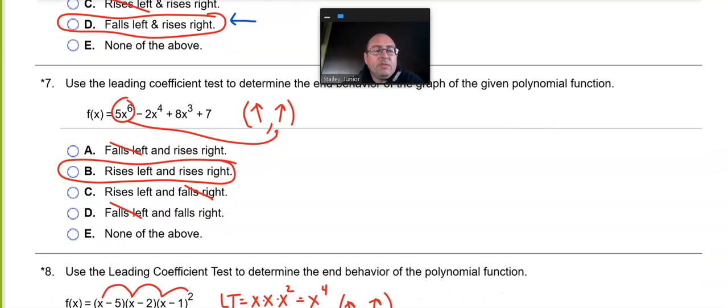Question 7. The leading coefficient is positive 5, so the right end behavior goes up. The even degree means the left has to be the same. So we are going up on the left and going up on the right. So it has to be answer choice B.